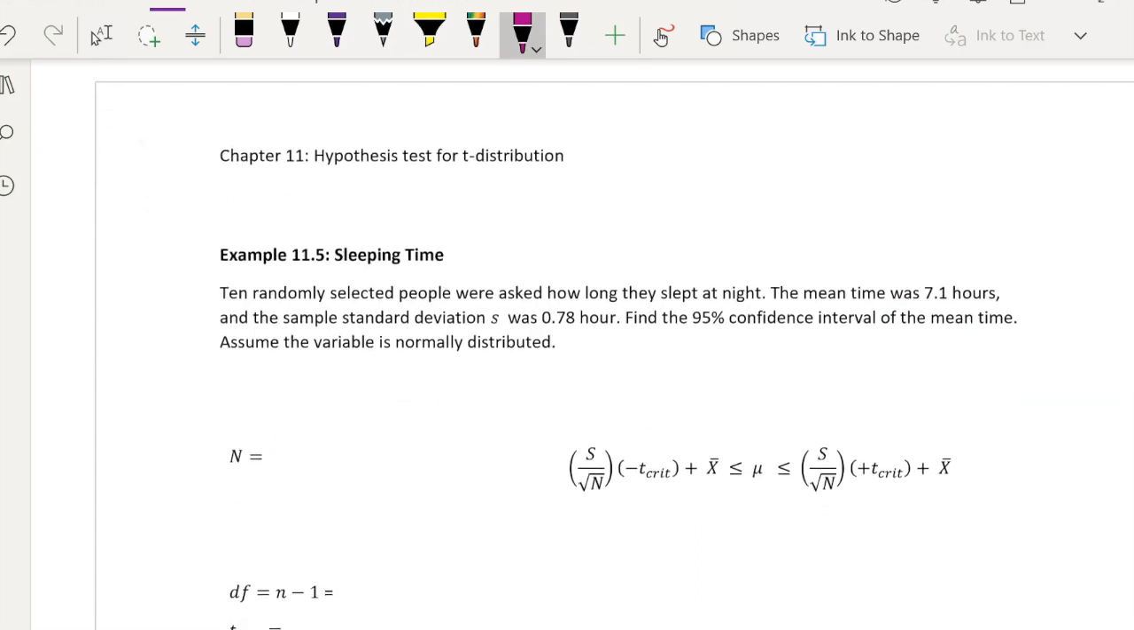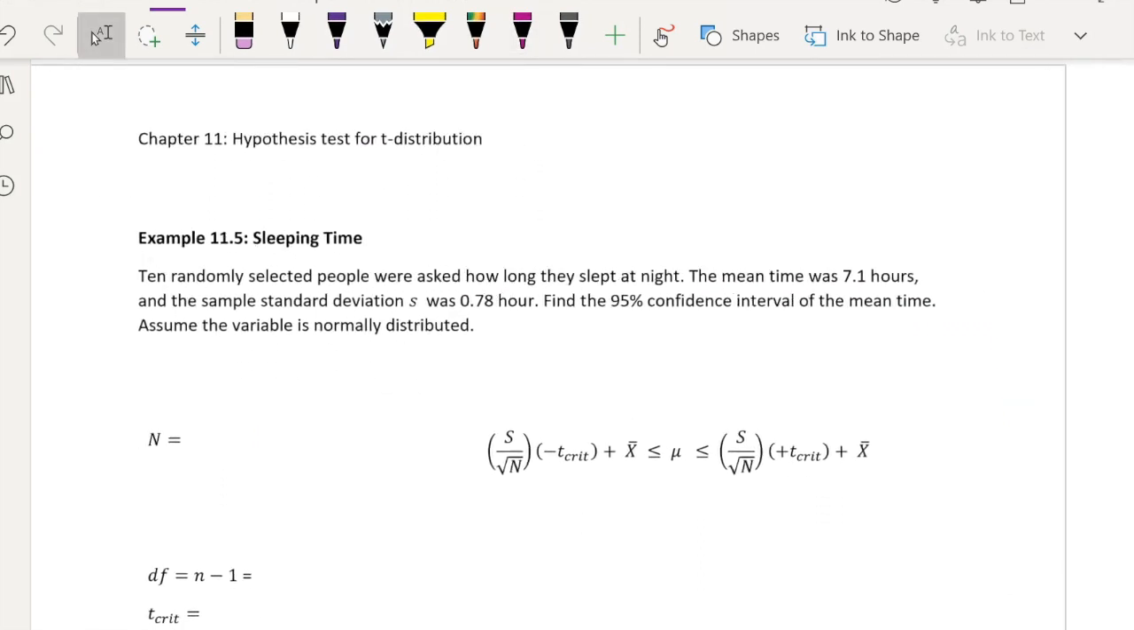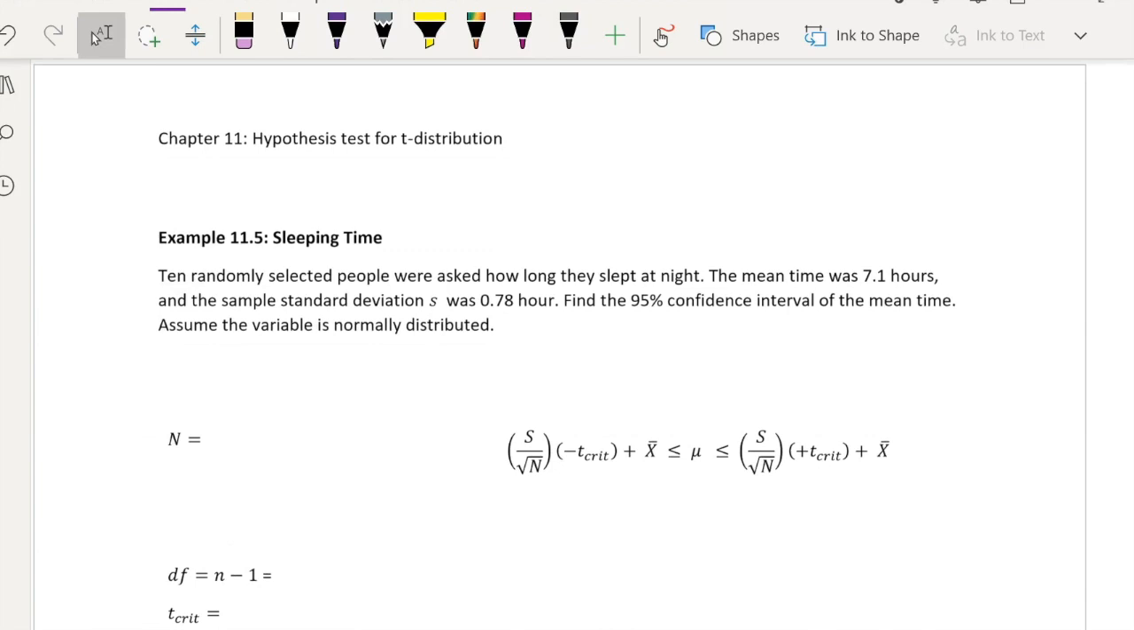Okay, let's actually do a problem. 10 randomly selected people. So this is our sample size. So I know that n is 10. That is a big hint that I need to use the t-distribution. Because you could do a confidence interval for the normal distribution. That is possible. It's just we don't cover it.